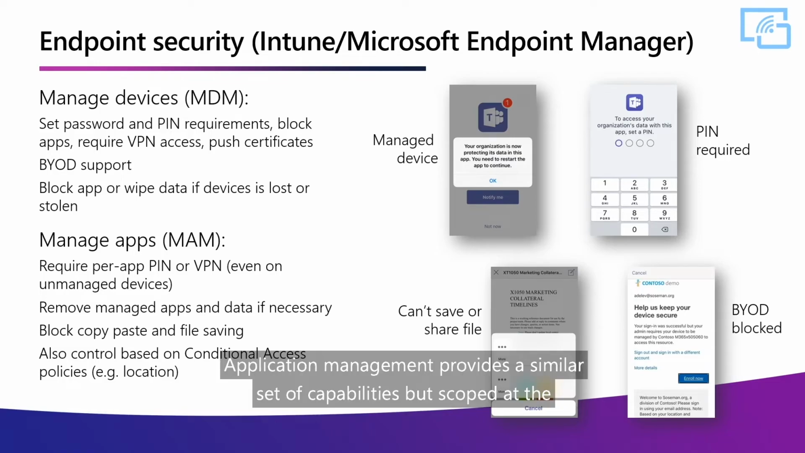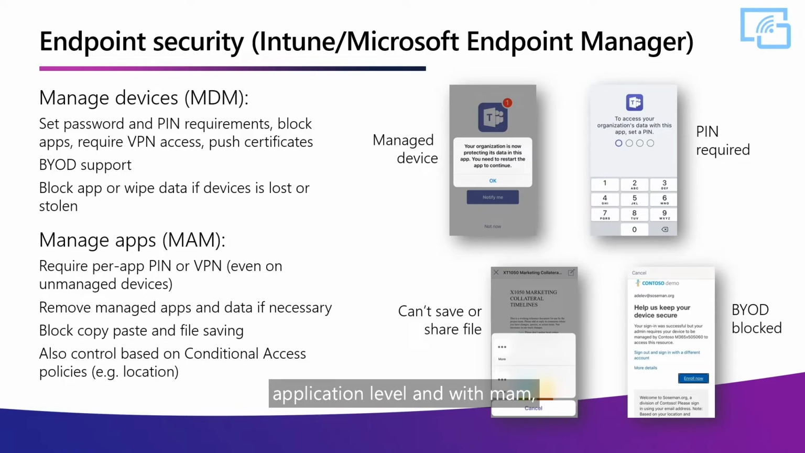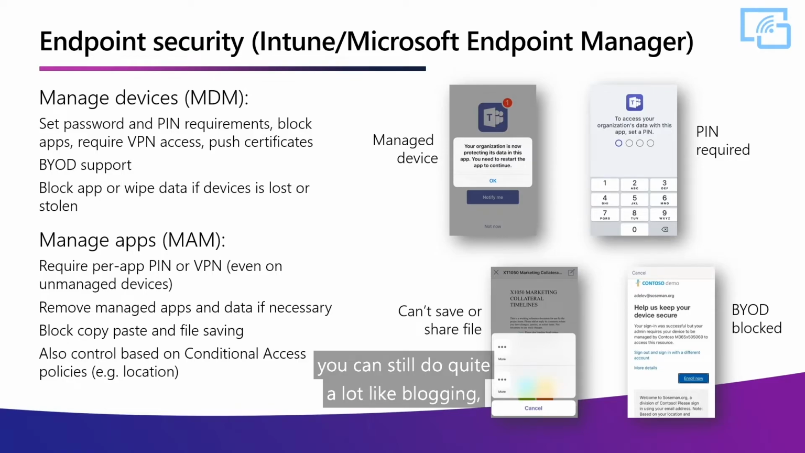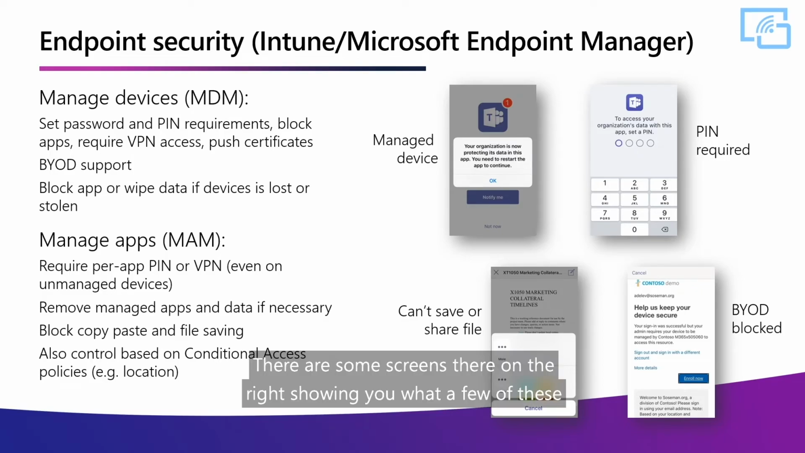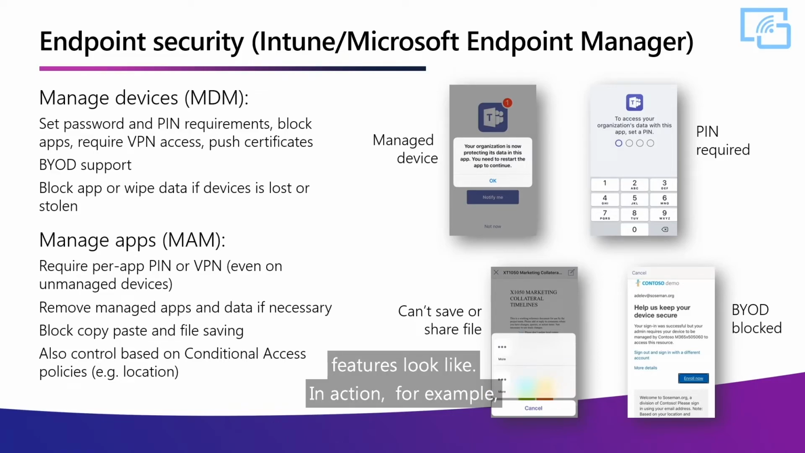Application management provides a similar set of capabilities, but scoped at the application level. And with MAM, you can still do quite a lot, like blocking copy, paste, and file saving, or removing data for a specific app if the user or the device disappears. There are some screens there on the right showing you what a few of these features look like in action.